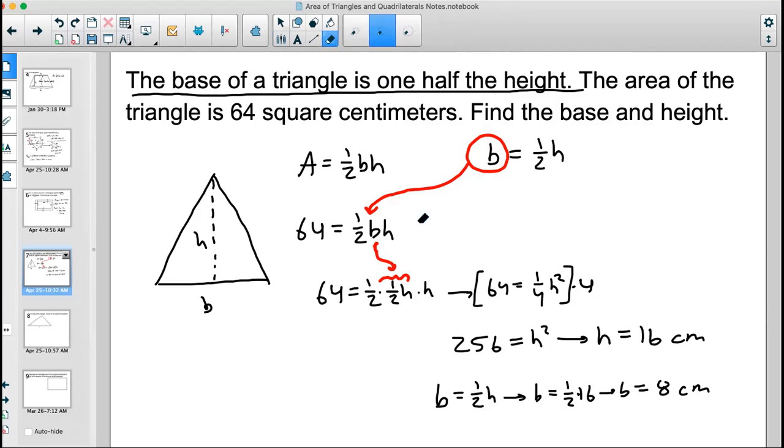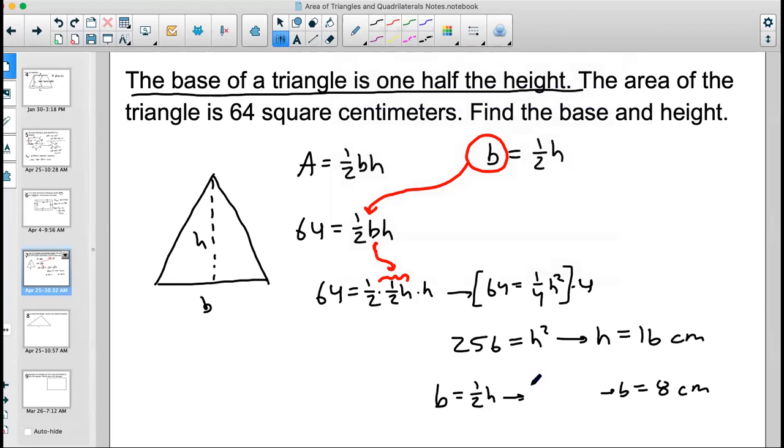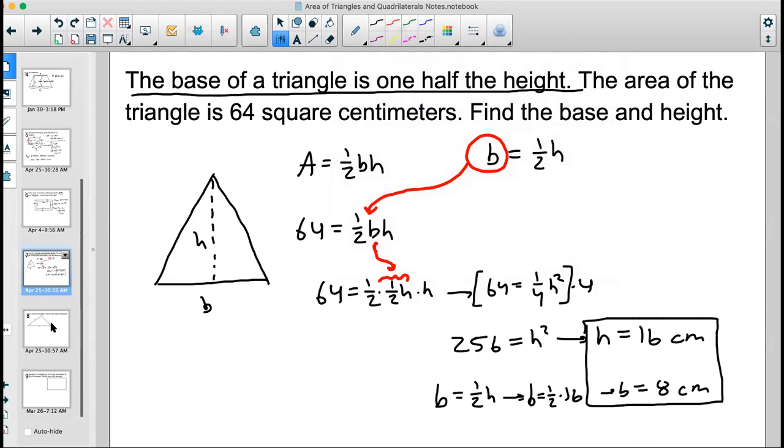That's supposed to say times 16. Let me rewrite that. So I get b is 1/2 times 16, which means b is 8 centimeters. This is my answer. 16 for the height and 8 for the base. And that's it.